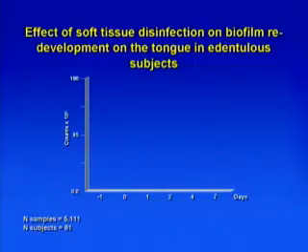In this first study, we're looking at the edentulous subjects. We're looking at the effect of soft tissue disinfection on biofilm development on the tongue. What we did in these patients is we cleaned the tongue, we brushed it with chlorhexidine, we soaked swabs in chlorhexidine and wiped the soft tissues. We had the patient gargle and rinse with chlorhexidine. And we looked at the effect on plaque redevelopment on the tongue in the edentulous patients.